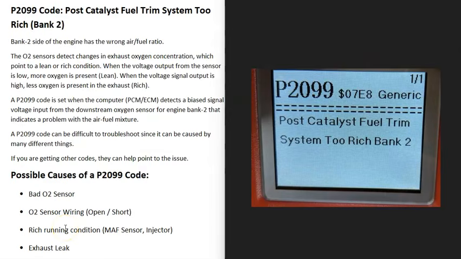So today I'm talking about a P2099 code, what it is and how you go about fixing it. And so what is a P2099 code? Well, it's a post-catalyst fuel trim system 2 rich bank 2. And what does this mean?